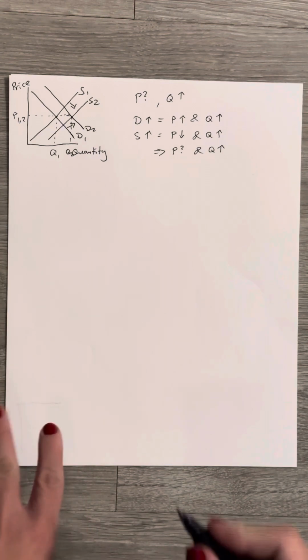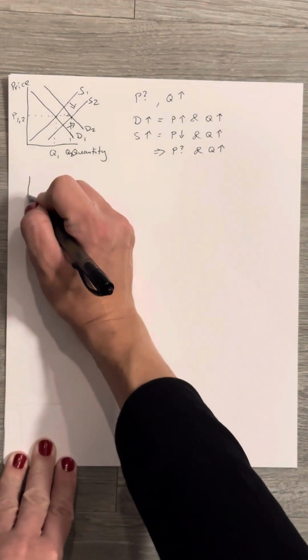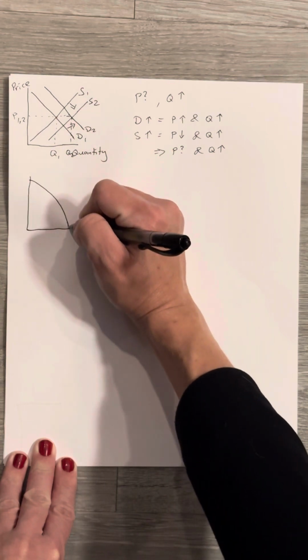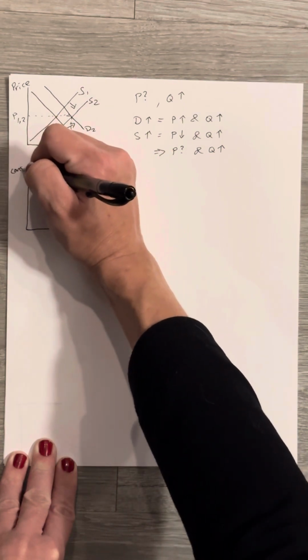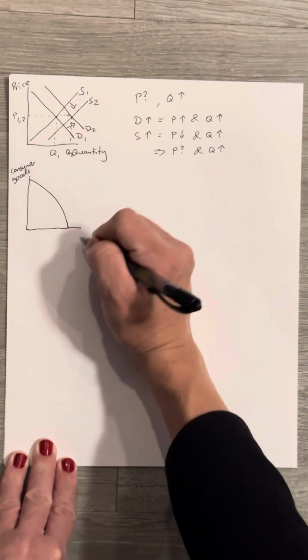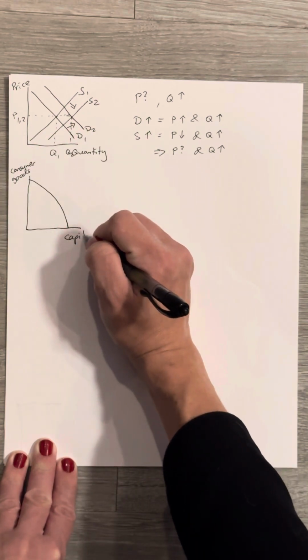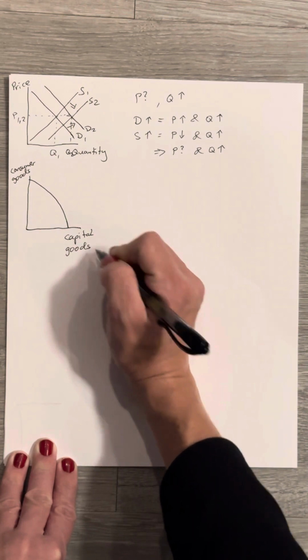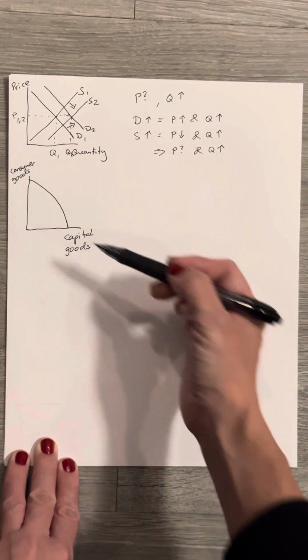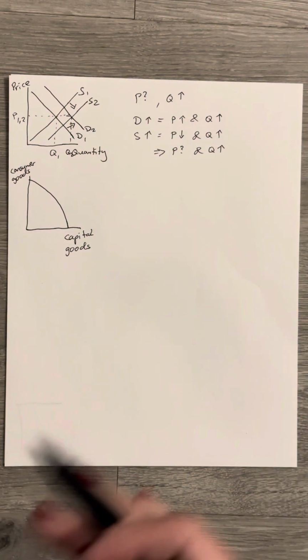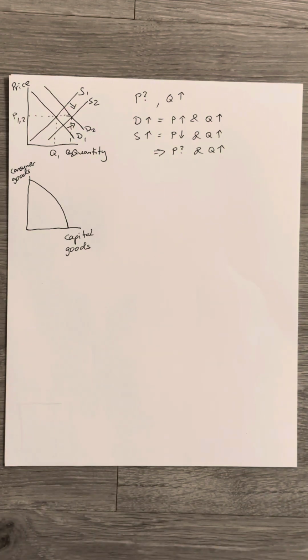Now, next one, PPC. There, remember we have to differentiate between both. So let's say we have consumer goods and capital goods. Remember, capital goods is what we use to produce something else, such as tools and machinery. Now with an increasing opportunity cost, that means if we're producing more of one good, we have to give up increasingly more of the other good.